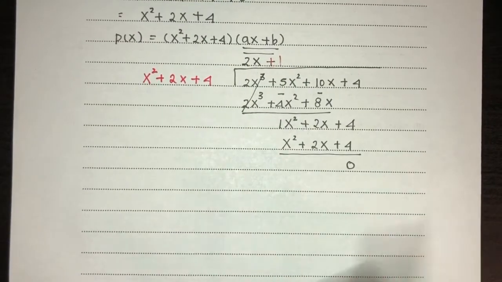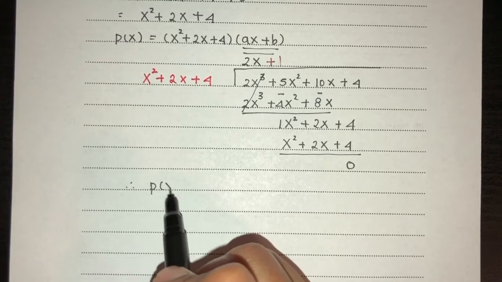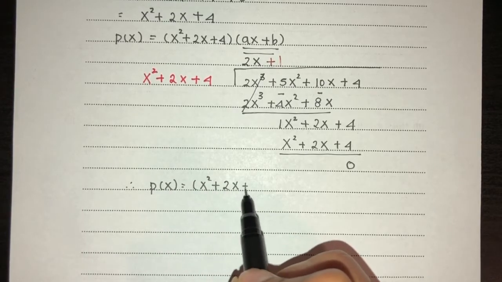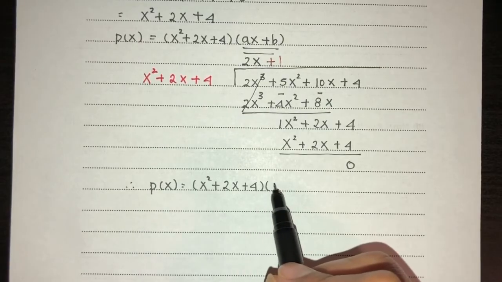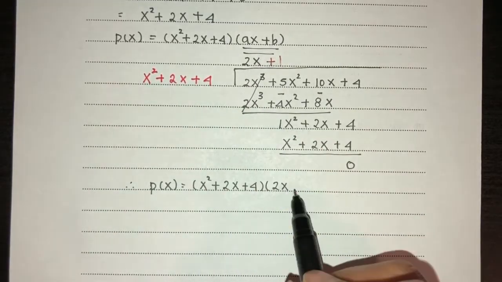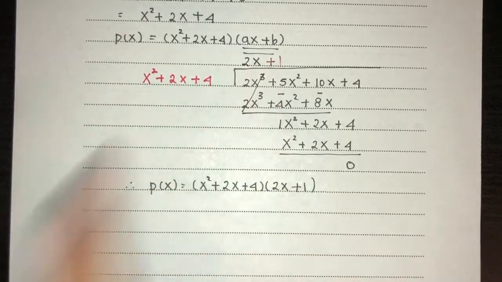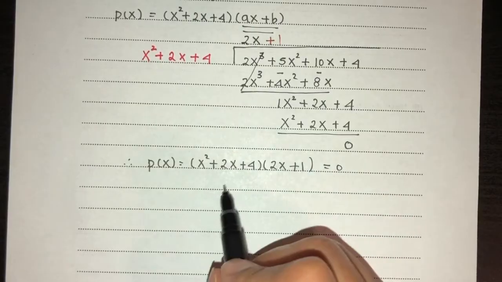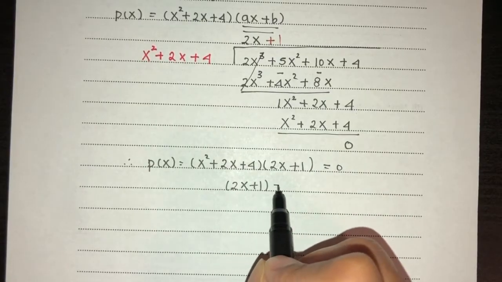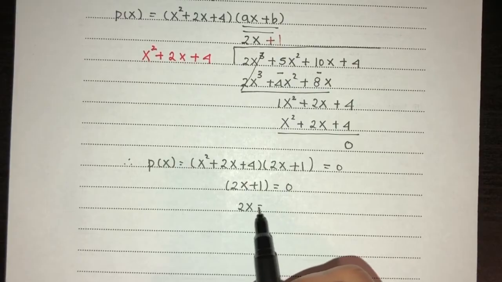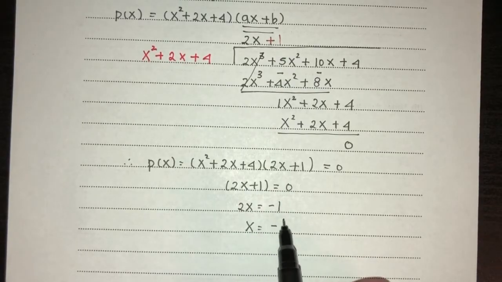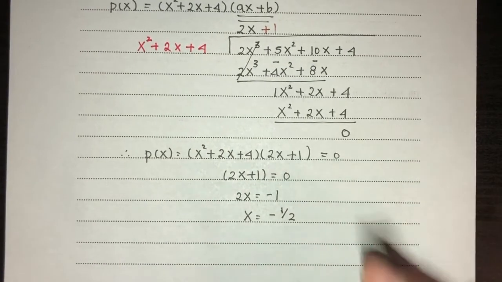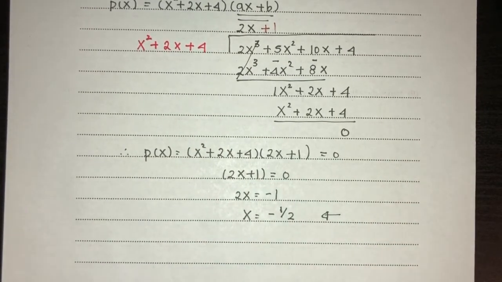So basically, as you can see right now, my p of x can be written as x squared plus 2x plus 4, and we have 2x plus 1. That is the other factor. Now we want the other root. The root we have to equate to 0. For this one, that will be 2x plus 1 equal to 0. So 2x will be minus 1, x will be minus half. So the third root will be x equal to minus half. And that will be your question number 5.